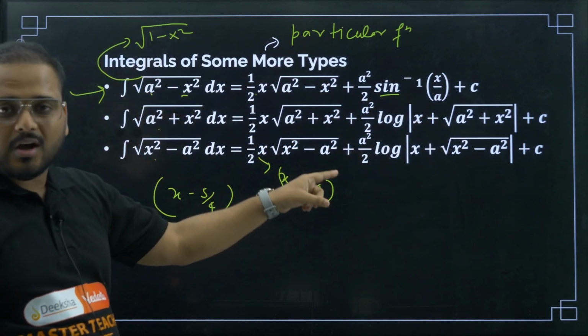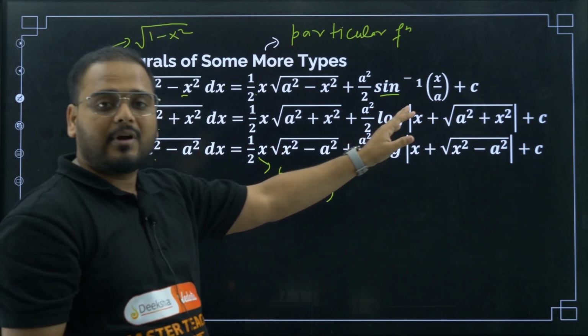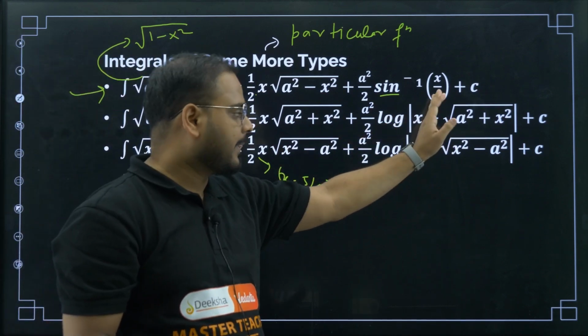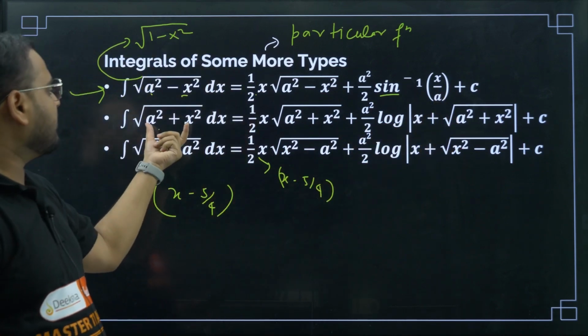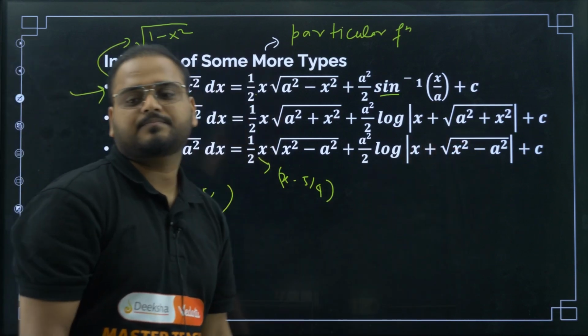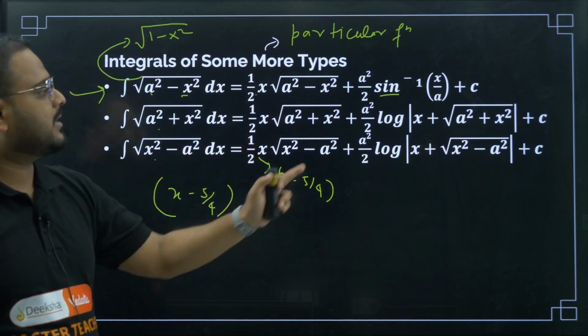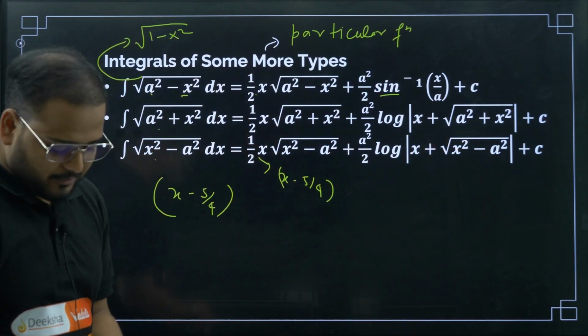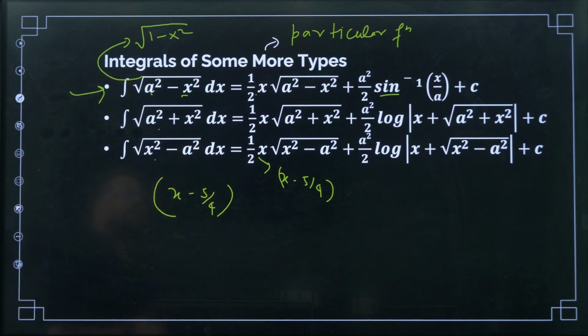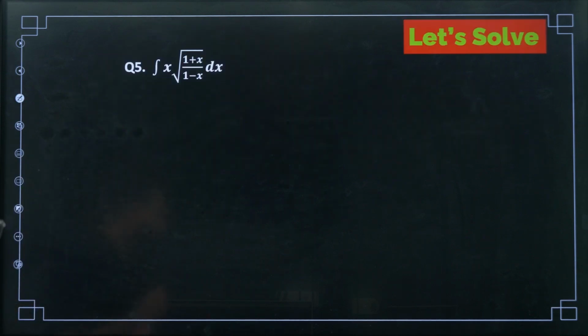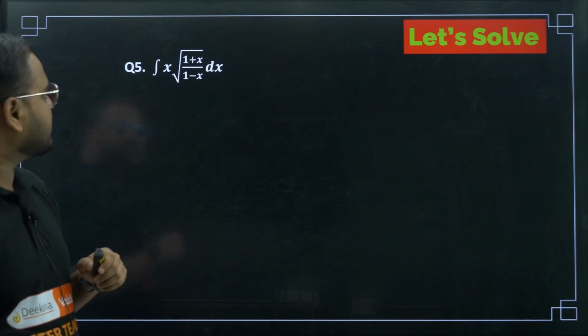For the others you'll get what? Log. You'll get log. x will be there, x plus the root will be there in both the cases. Whatever is the root, replace the same thing. Since it is integration, plus c will be there. Please have a look. Remember all these formulas. Okay, moving on. All right, question number 5.